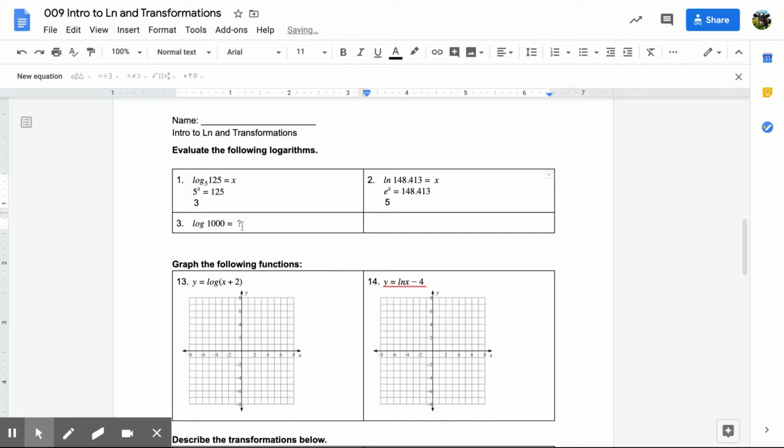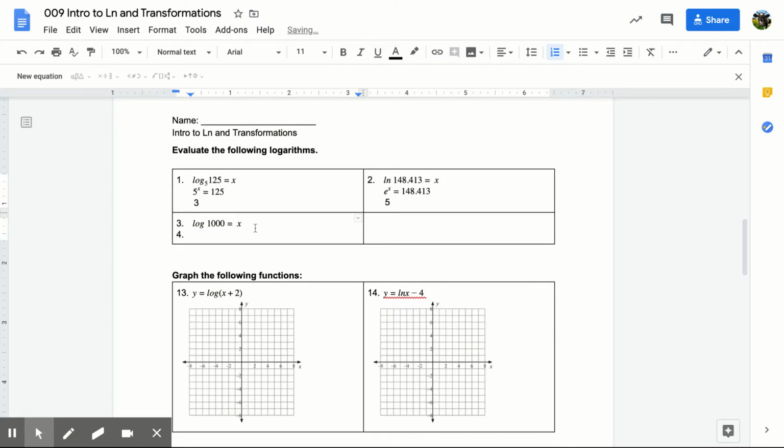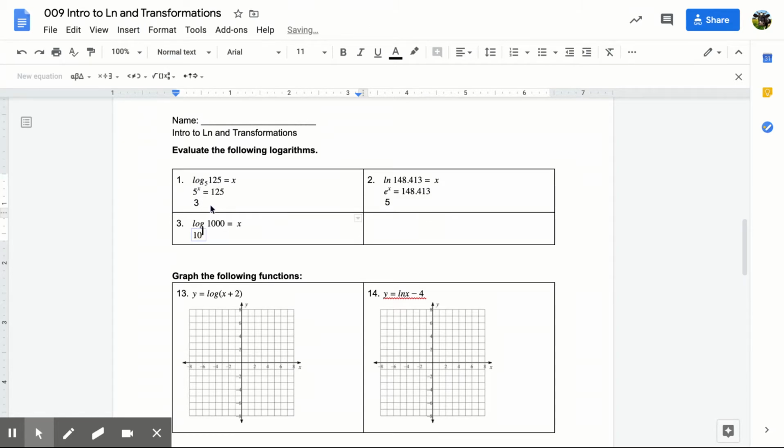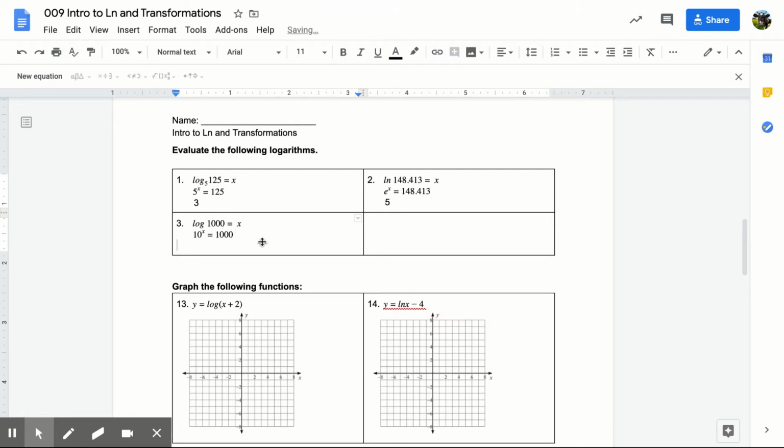Okay? Very last example, they want me to evaluate the log of 1,000. Since I don't know what that question mark is, I'm going to change that to an x and rewrite it in exponential form. Since this is a regular log, I know that little number that's missing there is a 10. So when I rewrite this in exponential form, it's going to say 10 to the x equals 1,000. So 10 to the what power is 1,000? Again, that happens to be 3. So my final answer there is just 3.